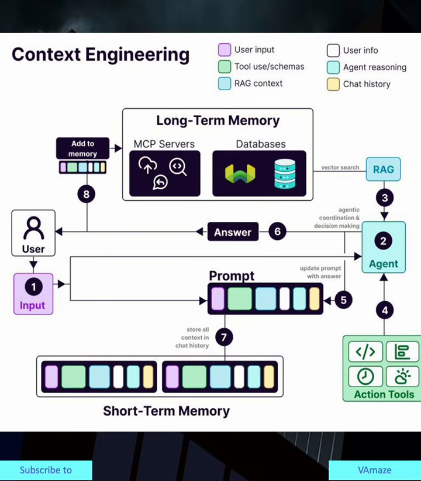Context clash, when information contradicts itself. Context clash happens when different information sources provide contradictory data, confusing the agent's reasoning process. This is particularly problematic in enterprise environments where multiple knowledge sources may have inconsistent or overlapping information. Advanced context engineering includes conflict detection, source authority weighting, and reasoning frameworks that can handle uncertainty and contradictory information gracefully.